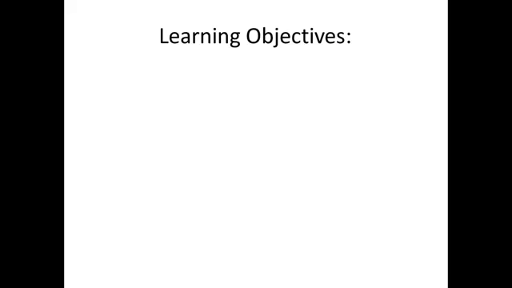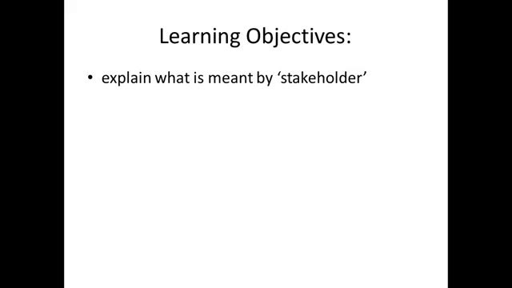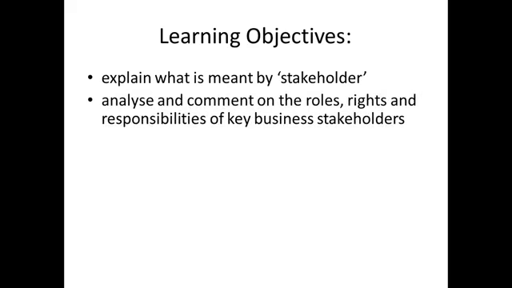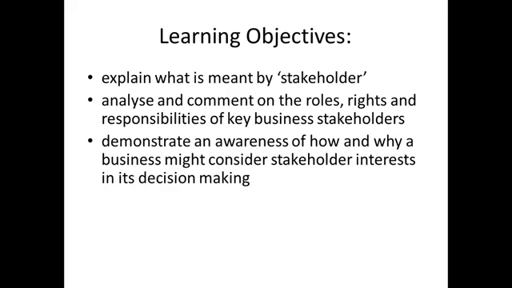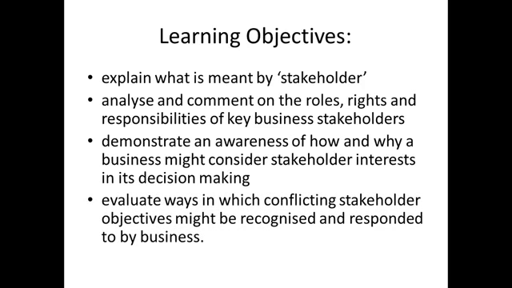Okay, so the learning objectives in this topic would be: number one, what is meant by stakeholder? Number two, analyze and comment on the roles, rights, and responsibilities of the key business stakeholders. We are going to focus on the key business stakeholders today. Then the students will also learn how to demonstrate an awareness of how and why a business might consider stakeholder interest in decision making, because a business takes a lot of decisions, operational, tactical, and strategic in nature. The business also needs to consider the interest of the stakeholder, but there are many factors behind it that we'll be doing in our coming up video. And evaluate the ways in which conflicting stakeholders' objectives might be recognized and responded to by the business.